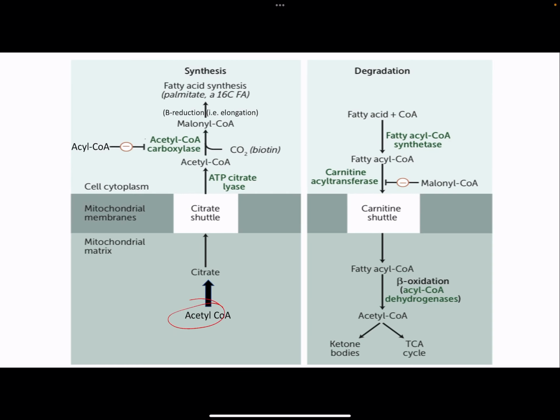All right, so we have acetyl-CoA to citrate. Why citrate? Because it's not allowed through if it has a CoA. Boom, we push it through, goodbye citrate, we're back to acetyl-CoA. For reasons I don't understand, we add one, we get malonyl-CoA. Malonyl-CoA goes through beta reduction, and we get our palmitate.